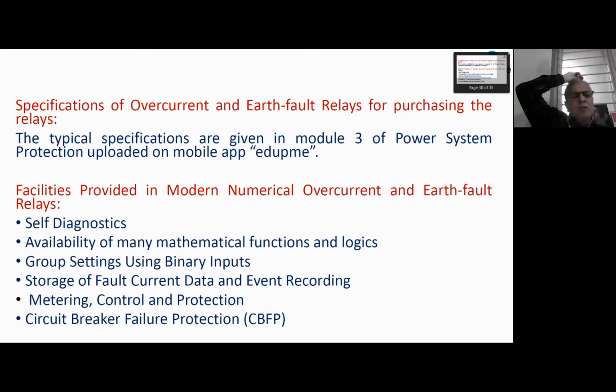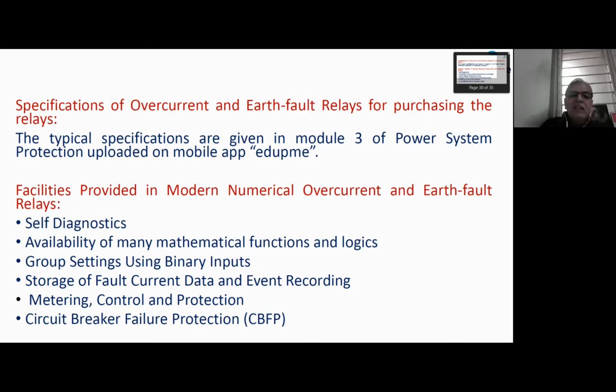In most modern numerical relays, as many as some 60 last fault records are available, and more than 500 events are recorded. Any event that occurs in the system is recorded in event recording. So it is a very useful facility because you can do analysis, and much more important is that you know the fault current, you know the location of the fault, which was just not possible.